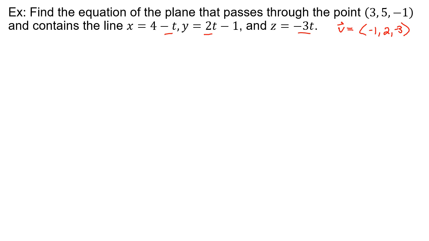And so then I need a different vector in the plane as well. The point at the top, this (3, 5, -1), is not on this line. So this point up here is not on this line.